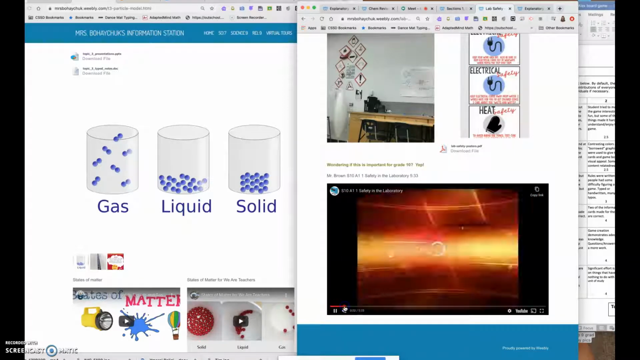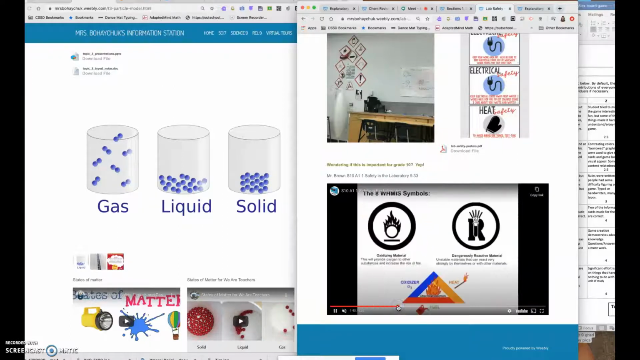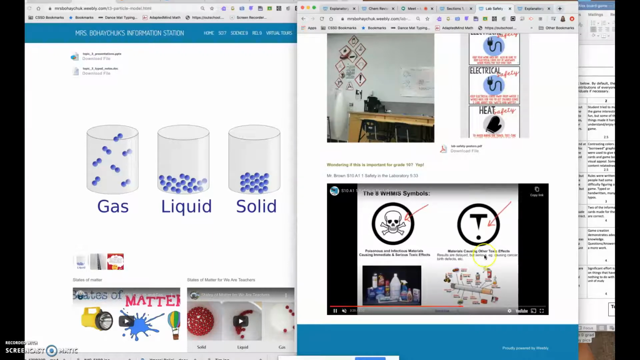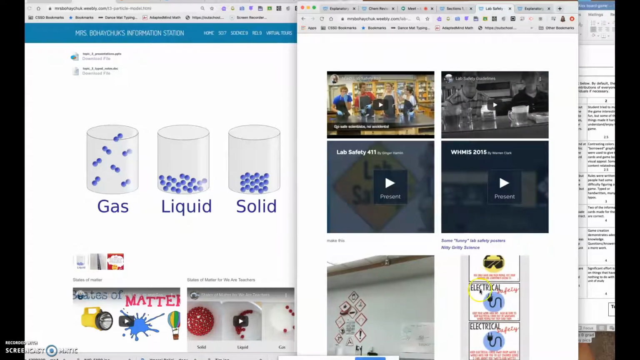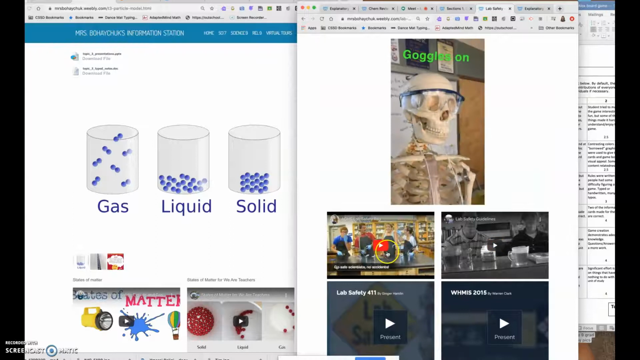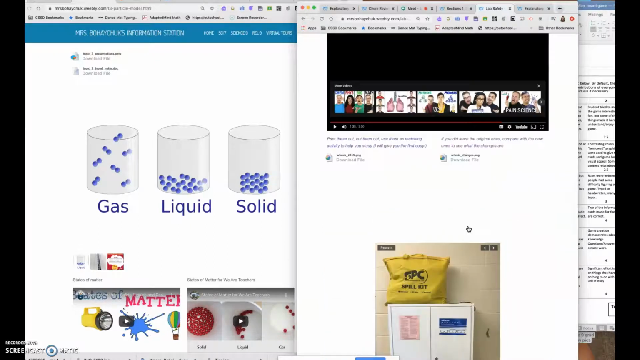It's created by a grade 10 teacher. Okay. It goes through the workplace hazardous materials information system, the different symbols. Okay. So he basically talks through his PowerPoint, which is very helpful. Okay. Then we started going through these, but you can just open them up and read them yourself. These are two other presentations that are interesting and videos that are fun to watch.